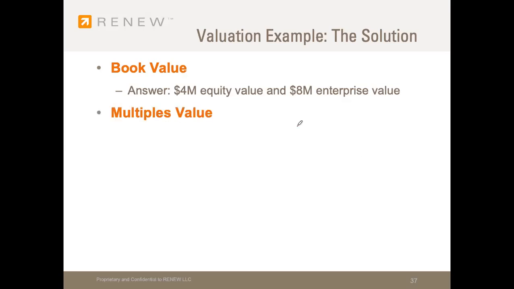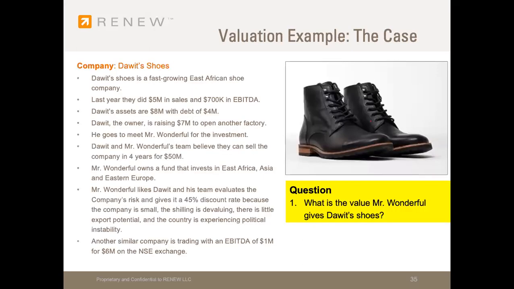The multiples method. So what is the value using the multiples method? Let's go back. So what do we have here? Well, we see his EBITDA. So his EBITDA is 700K. And then I threw a bullet right at the end. So who wants to tell me what the multiples value gives Dowett? Okay, we got 8 million, 4 million.